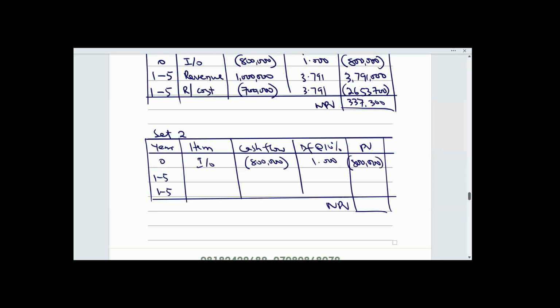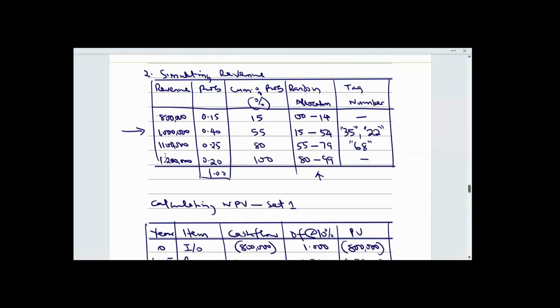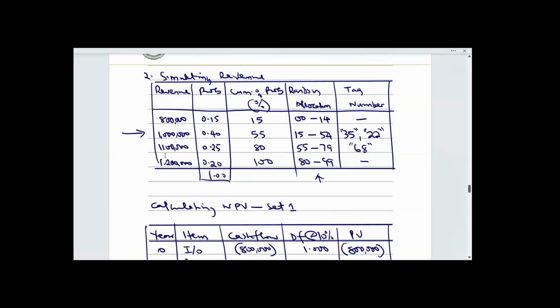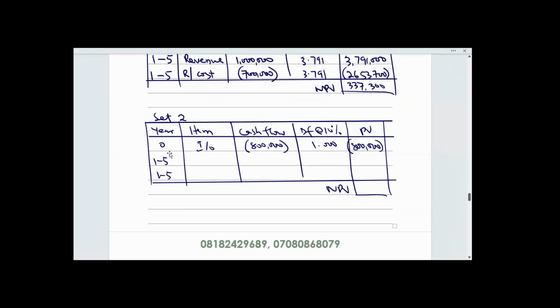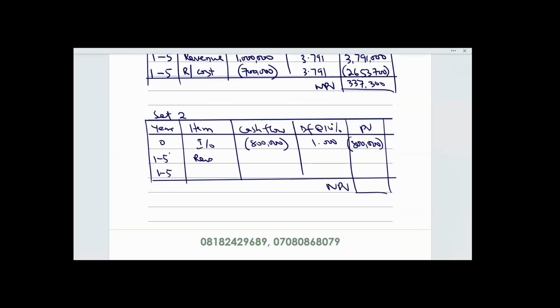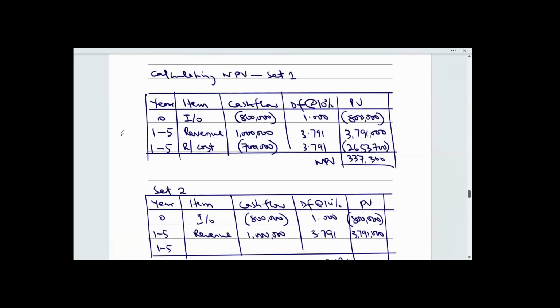So for set 2, what's the tag number for revenue? Set 2, 22. 22 falls in the same place. So you trace it to the left. Revenue you have there is 1 million naira, multiplied by 3.791, 3,791,000. Then set 2, tag number for running costs.